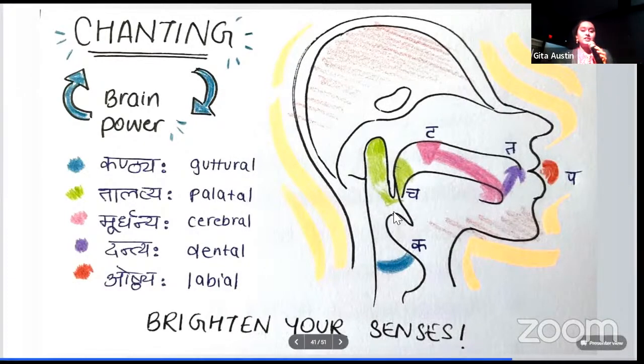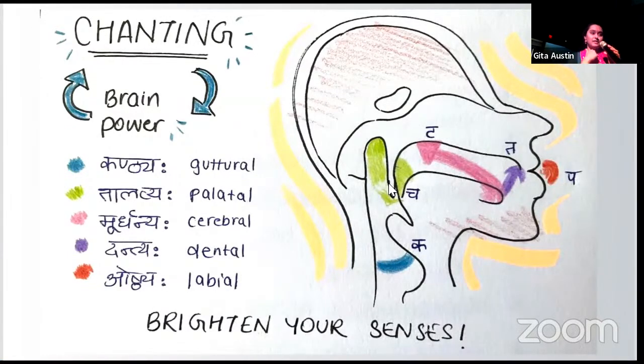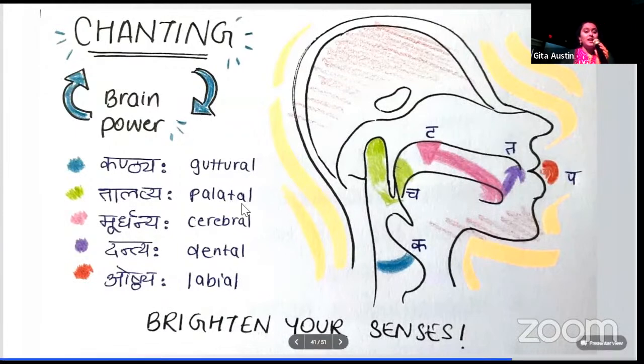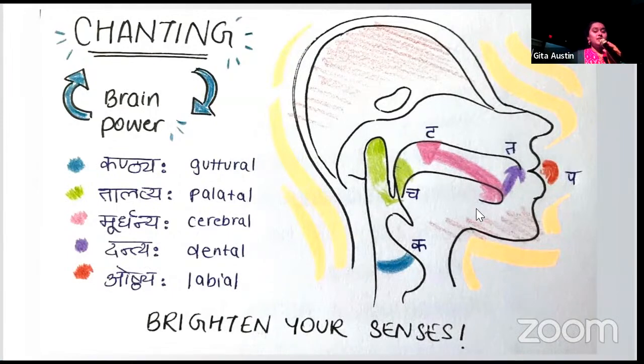So you feel that they're touching somewhere at the soft palate. They're not too much in front, but it's not too behind like ka. So that's why they're called palatals. And then you have the special series called Murdhanya. Murdhanya are called cerebrals, where the tip of your tongue is touching the roof of the palate. So that's like ta, tha, da, dha, na.